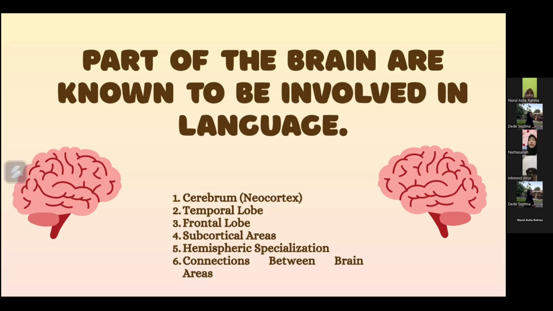I will give an example for this one. If someone says "it's raining cats and dogs," the left hemisphere knows the words, but the right hemisphere helps you understand it's just an expression meaning it's raining heavily.